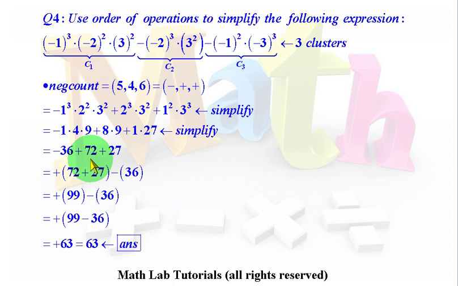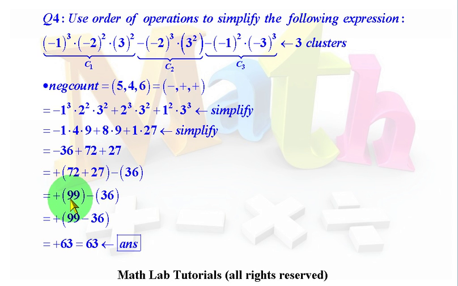We have some good guys and we have some bad guys. Okay, so we open up a plus bin, drop in a 72 and a 27. Then open up a minus bin, drop in a 36. Then we simplify inside each bin. 72 plus 27 is 99, and 36 is just a drop down. Now we got 99 good guys, 36 bad guys.